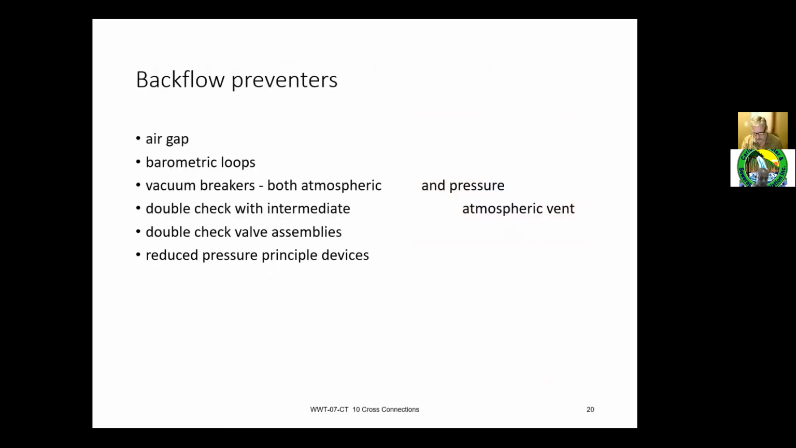We'll talk a little bit about backflow preventers because these will be on your exams for sure: air gaps, barometric loops, vacuum breakers, double check valve assemblies, and reduced pressure devices.